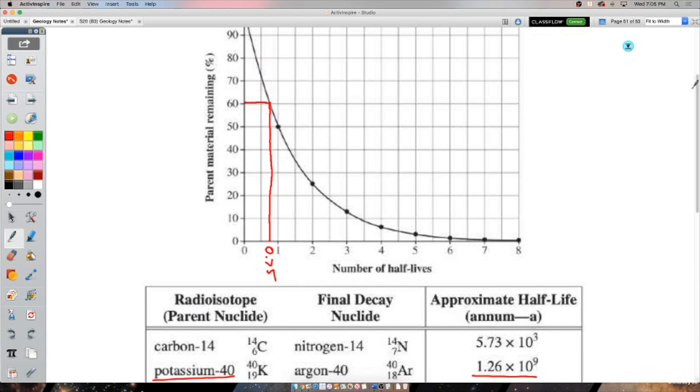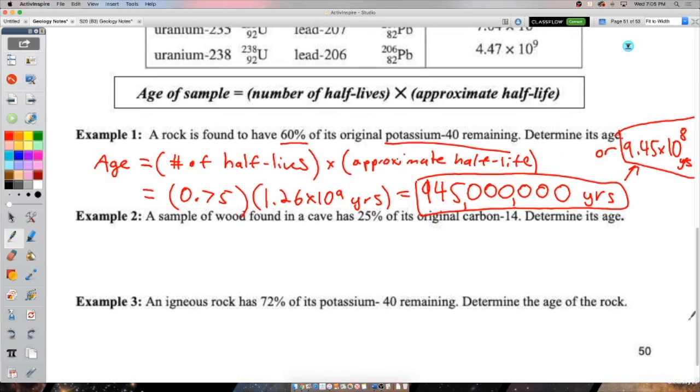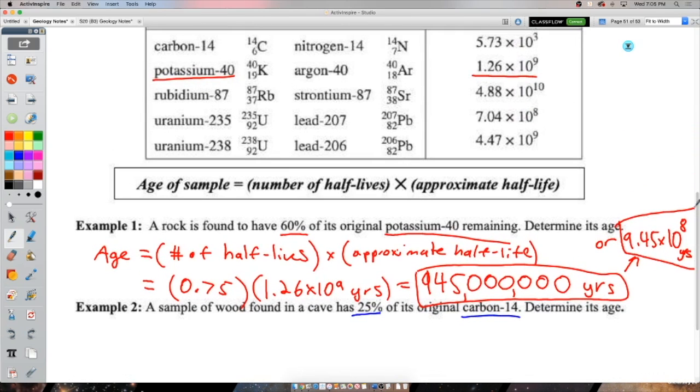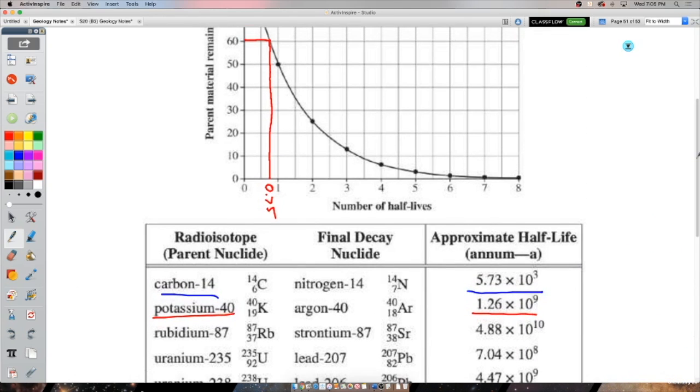So 25%. Hey, I know how many half-lives that is. Can you think of how many half-lives it is? 25 is half of a half, right? So it's 2 half-lives, but we can use our graph here. So 25% of its original carbon-14. So we're going to be using carbon-14. This is going to be the half-life we're looking at. Now we have to figure out how many half-lives have gone by. So 25 is right in the middle of 20 and 30, right?